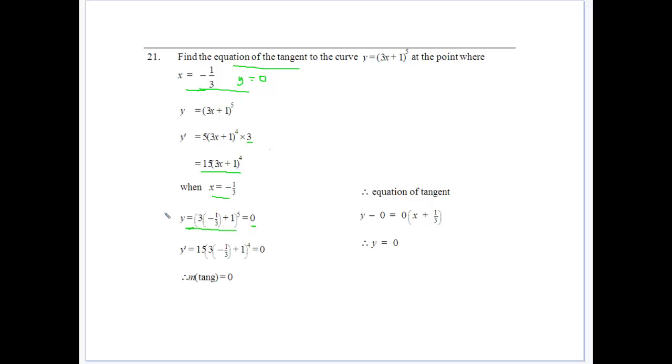Now to get our gradient of our tangent, we're going to sub that in again as well. So our minus 1/3 gets subbed in, and we get 3 times minus 1/3, which is going to give us minus 1. So the minus 1 and the 1 cancel, gives us 0. So our gradient is 0.